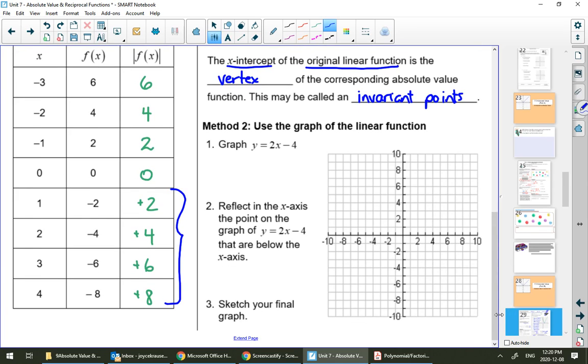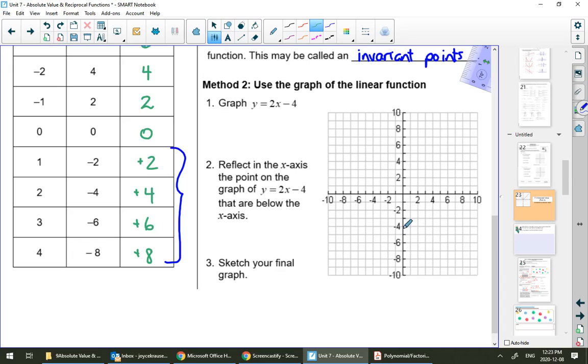All right, so there's another method that we can look at when it comes to graphing, and that's using that concept of positive values staying positive and negative y values becoming positive. So we're going to start off by graphing the original equation y equals 2x minus 4. So we're going to plot our point at negative 4, and then our slope is up 2, right 1, so 2 over 1, up 2, right 1, and so on.